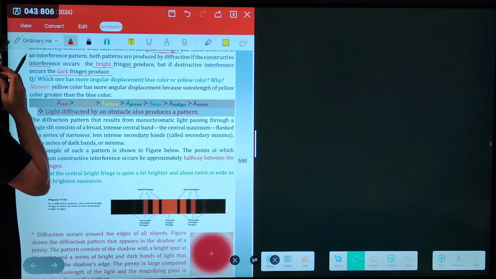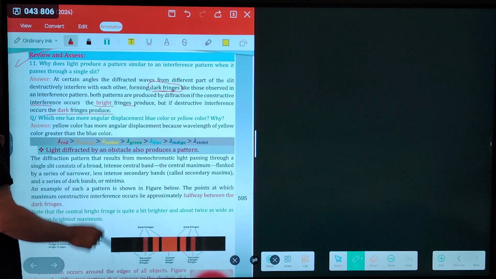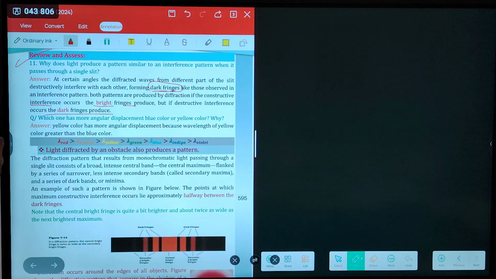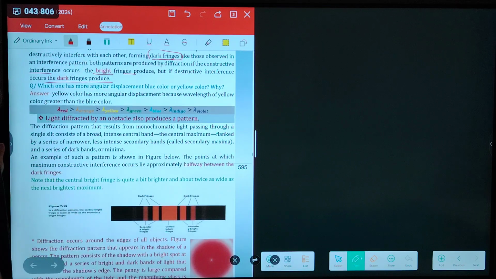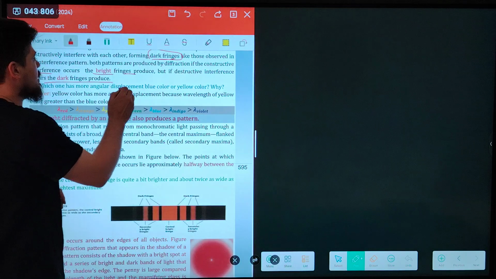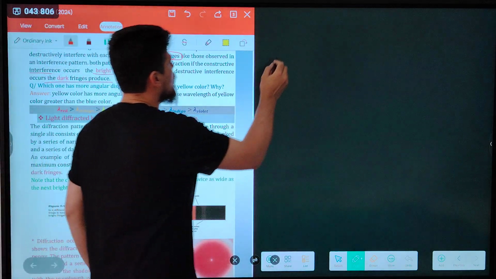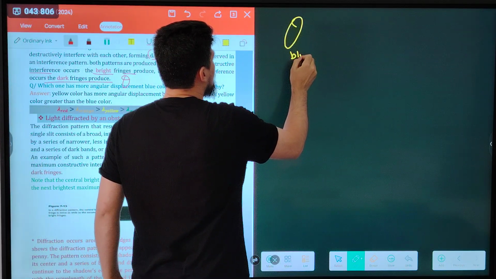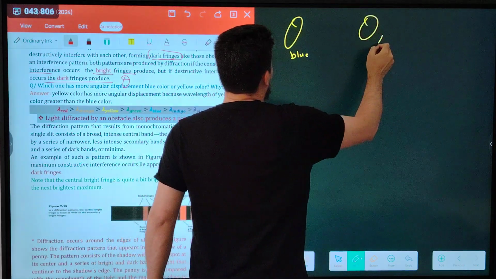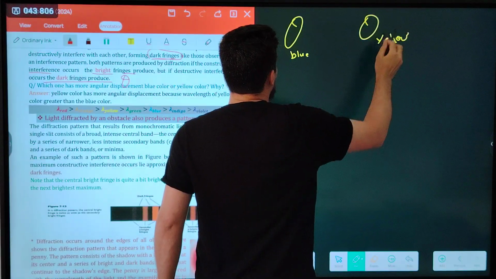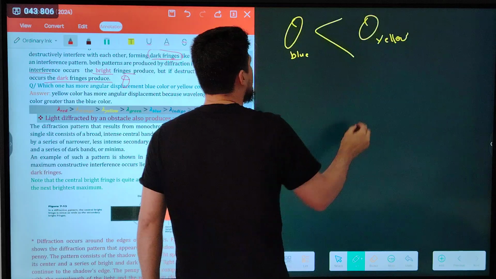So the similarity between the single slit and the double slit interference is that both of them can be used to demonstrate the interference of light, dark fringes and bright fringes. Which one has more angular displacement, theta? Blue or yellow? Which one has more? Absolutely the yellow.